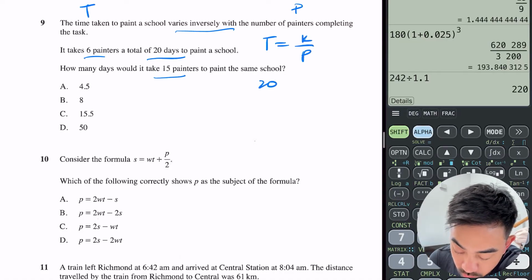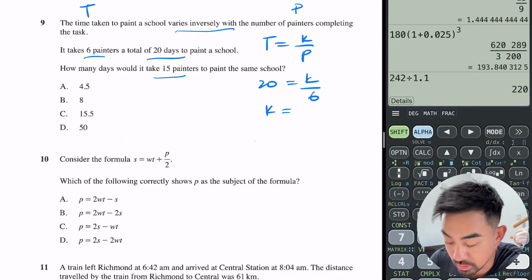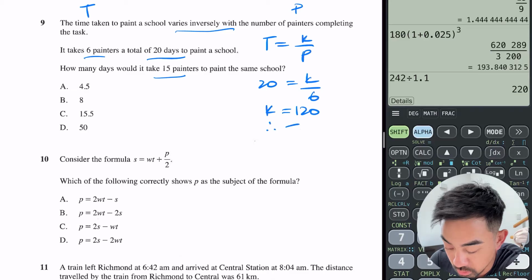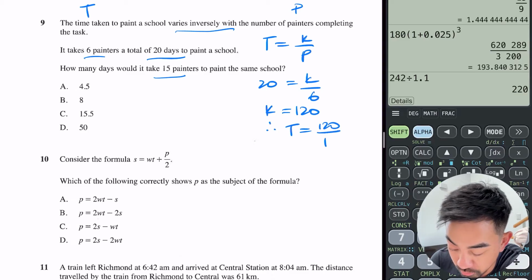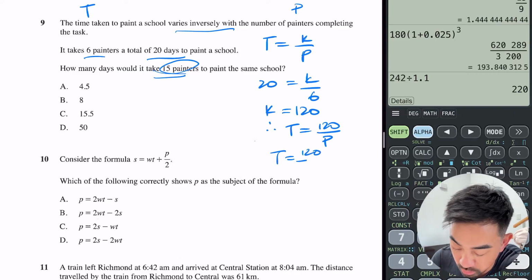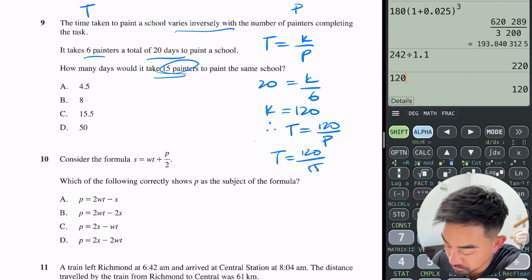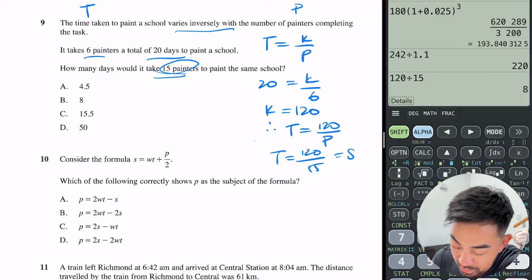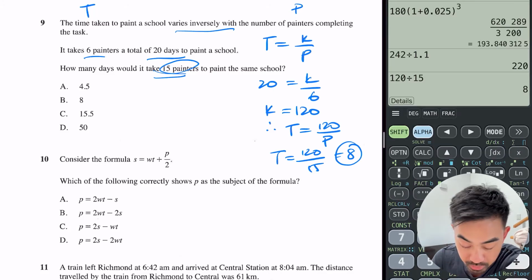When T is 20, k over 6, times both sides by 6, so k is 120. So therefore t is equal to 120 over p. So if there are 15 painters, it's going to be t is 120 over 15. So that's going to be 8 days. B.